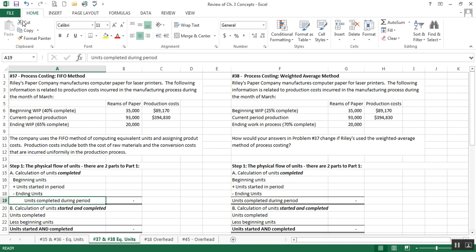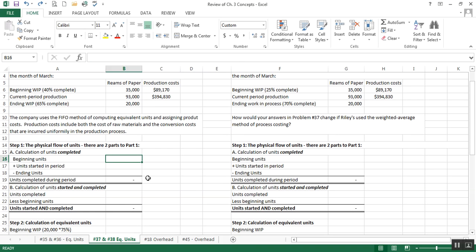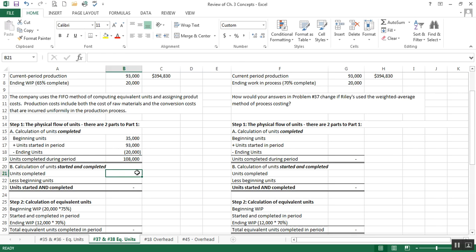First we're going to calculate the units completed and then started and completed, which we're going to use in part 2. So the beginning units are 35,000. The units started in the period are 93,000, and the ending we're going to subtract to get the units completed during the period, which is 108,000.